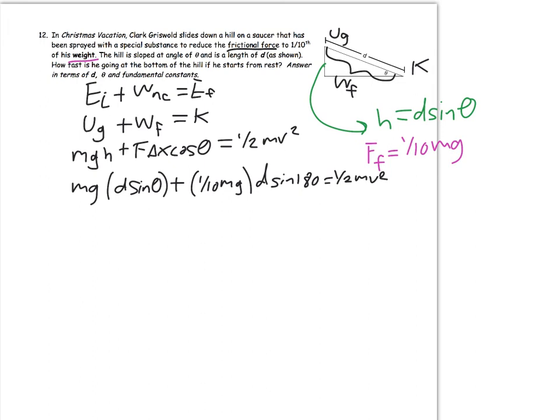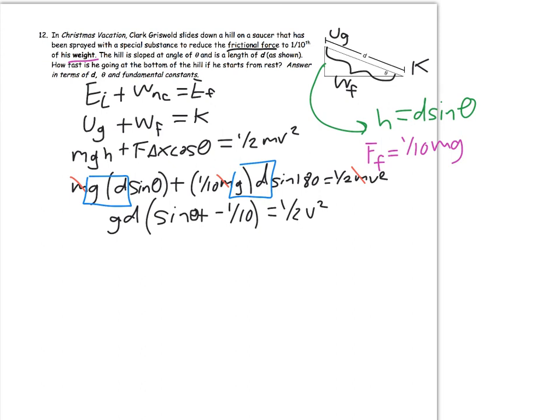Alright, so now I'm just going to simplify this sum mathematically. I notice that there's an m in every single term, so I can cancel out that m from all the terms. I also see that both of these terms on the left-hand side have a g and a d in them, so I can factor that out, and what I'm left with then is just sine of theta plus 1/10 times sine of 180, which is -1, so really just -1/10, and that's equal to 1/2 v squared.